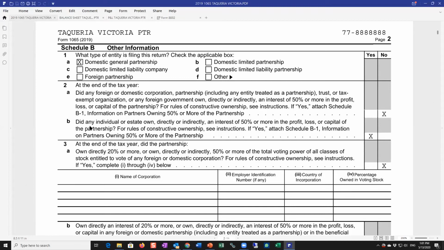In this case, does any individual own, directly or indirectly, 50% or more of the profits? This is when an individual owns 50% or more of a partnership interest. If anyone is a yes, then it's yes. This particular one happens to be two individuals, and they both own 50-50. So both of them are going to be listed on the Schedule B-1.